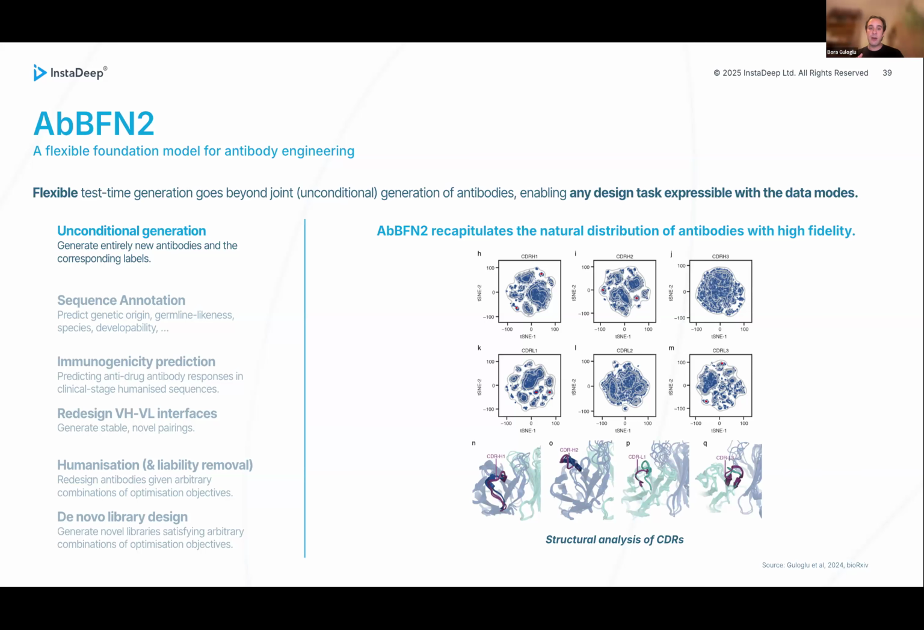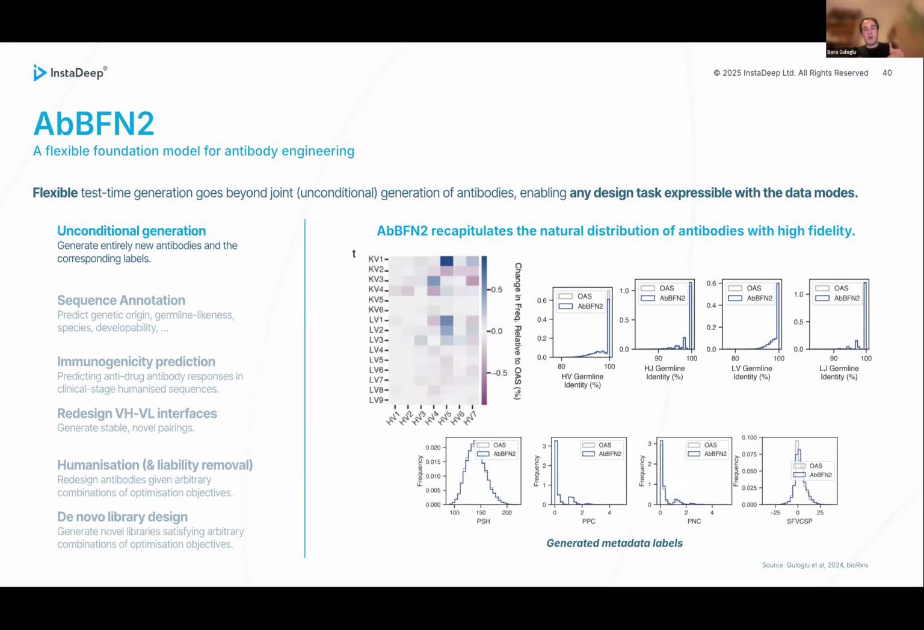We also take this a step further. When we look at other data modes that we model, alongside the germline genes, we also, for example, model the germline identity. So how close is this antibody to the progenitor sequence, to the naive version that it was matured from? And this is a continuous data mode, for instance. And here again, we see that we match that natural distribution really nicely. So that's on the top right.